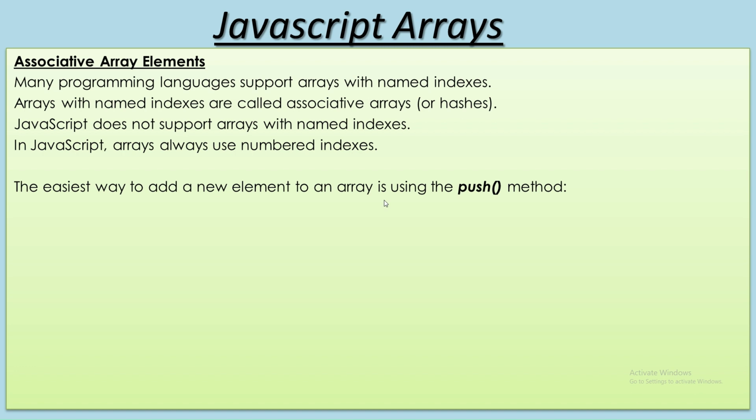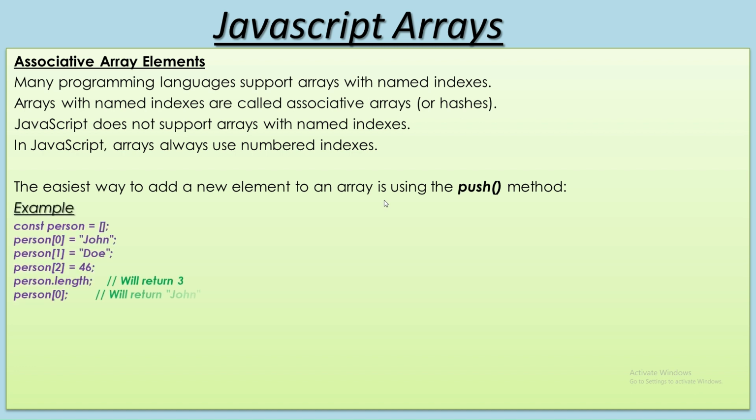The easiest way to add a new element to an array is using the push method. For example, const person = [], and person[0] = "John", person[1] = "Doe", person[2] = 46, and person.length will return 3, and person[0] will return John because that's the value of the first element.